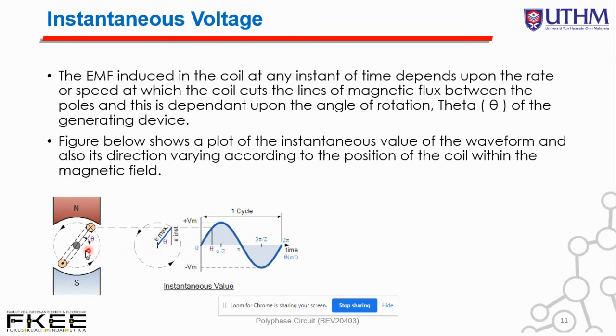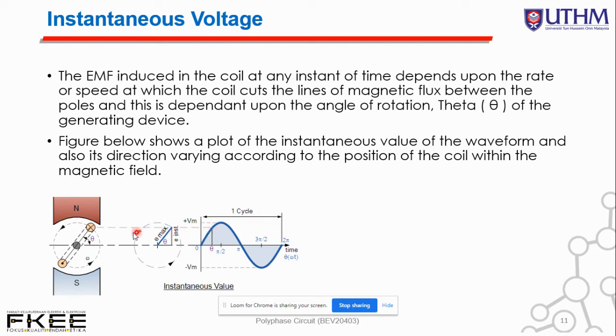It depends on the position of the rotor itself. At the horizontal position of the rotor at the beginning of the process, we can simply say that the value is 0. As we move the coil with the X symbol up to this theta position, the value increases, so the amplitude increases up to this point.